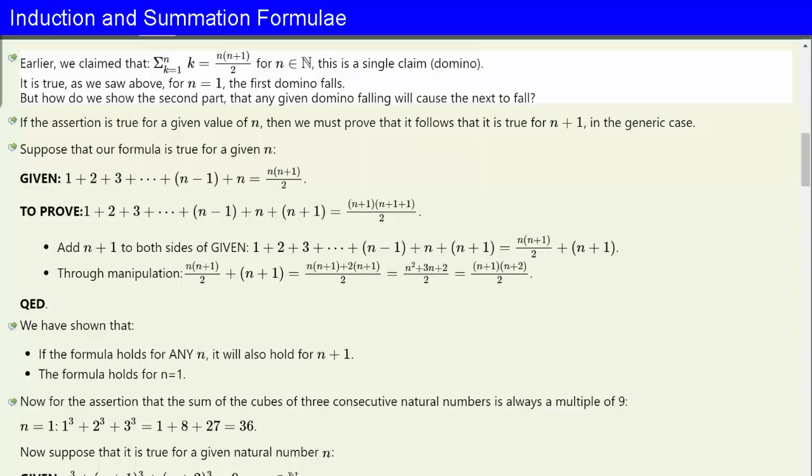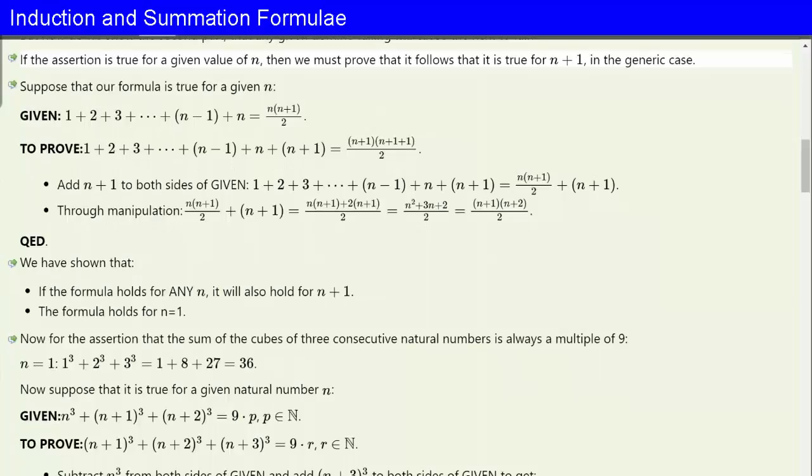But what is the equivalent mathematical idea for the second part? That if one domino falls, it hits its neighbor and causes it to fall. The equivalent mathematical statement is, if the assertion is true for a given value of n, then it is true for the next natural number n plus 1. We have to prove this for any natural number n. You can't just show that if it's true for n equals 3, it follows that it's true for n equals 4. This is the hard part of proof by induction.